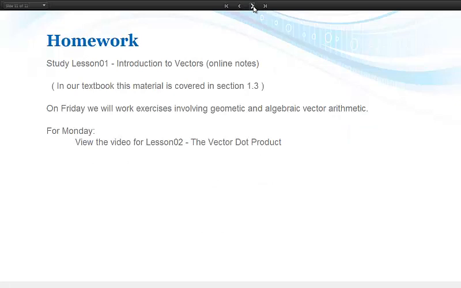For homework, please study Lesson 1 that's posted to D2L in the online notes. This material is also covered in our textbook in section 1.3 if you chose to have a textbook. In our next class on Friday, we'll work lots of exercises involving geometric and algebraic vector addition. And if you want to look ahead, I'll let you know when the video for lesson 2 is posted, the vector dot product. That ends our lesson.